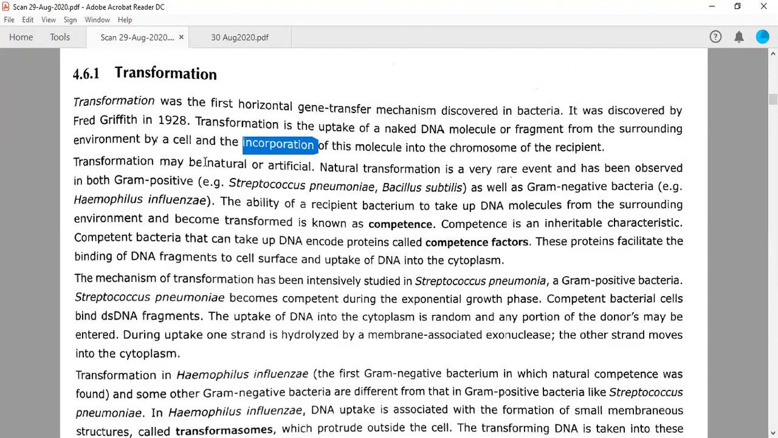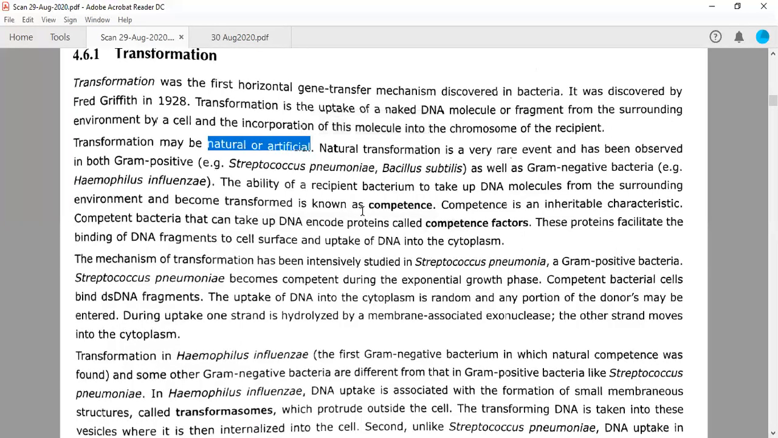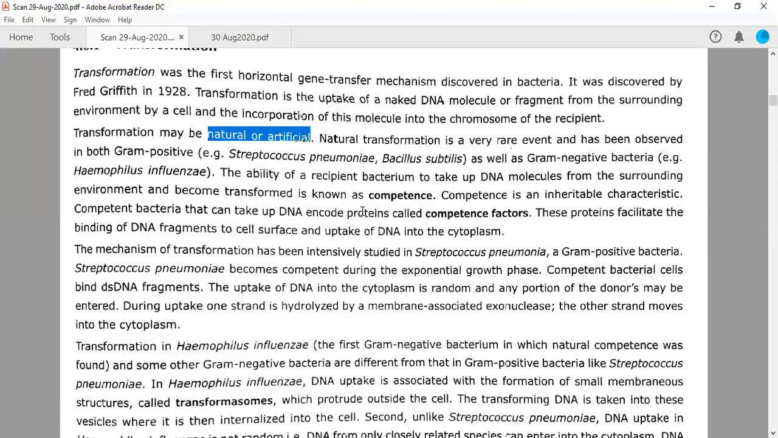Transformation may be natural or artificial. If it is actually happening in the environment, in some species of bacteria, then it is natural. If we are forcing the transformation to happen, it is artificial. For example, in the Griffith experiment, it was artificial. Why do we need to do artificial transformation? I will tell you. For gene mapping, to map the order of genes and their positions over the chromosome, we need to do transformation experiments.